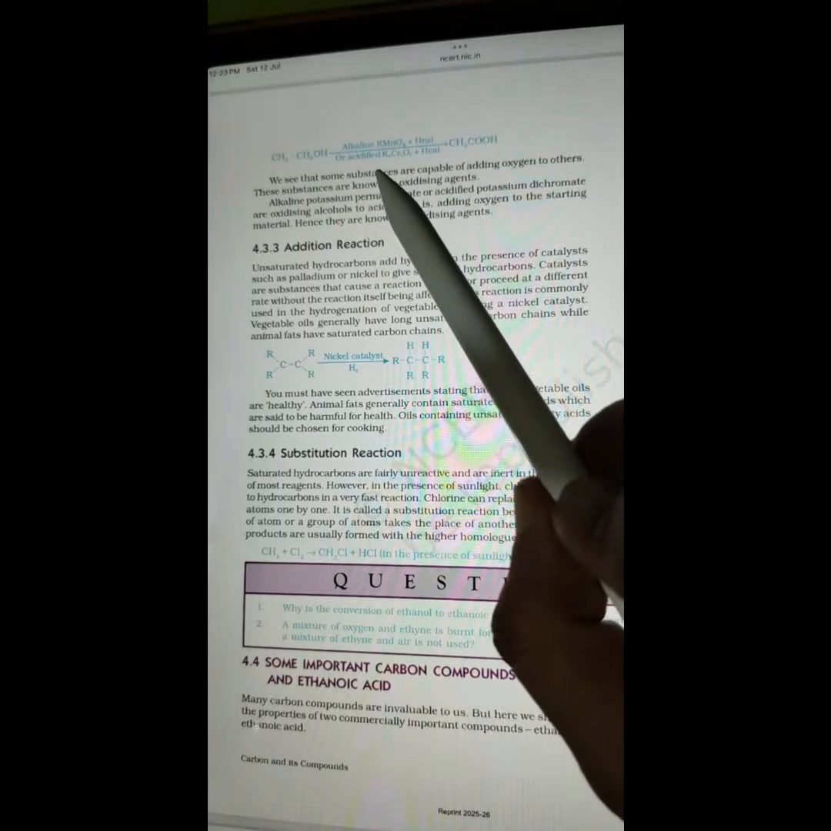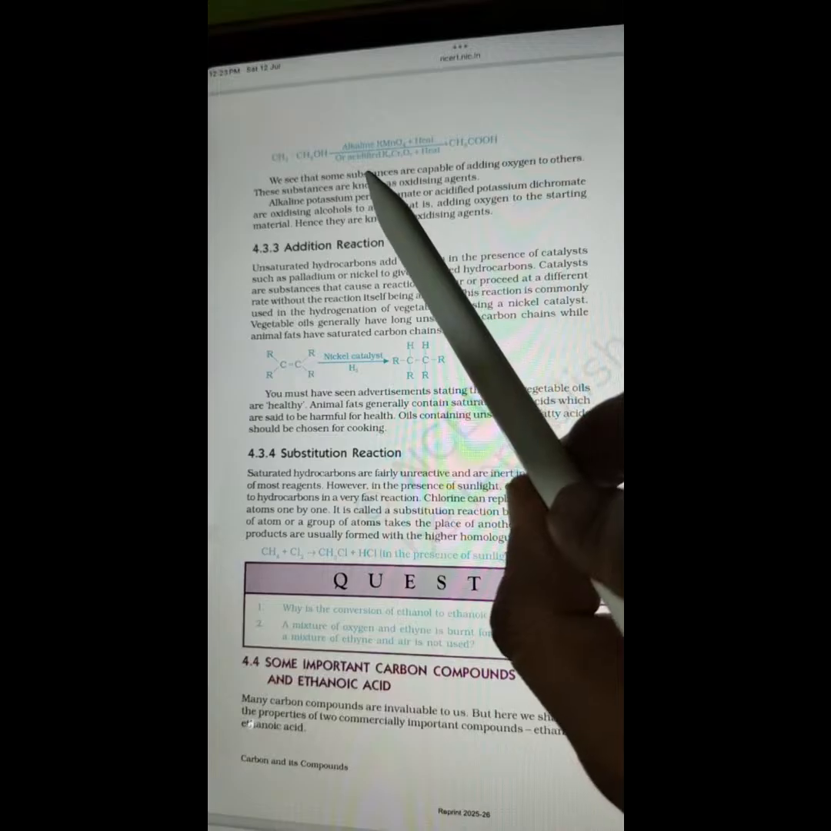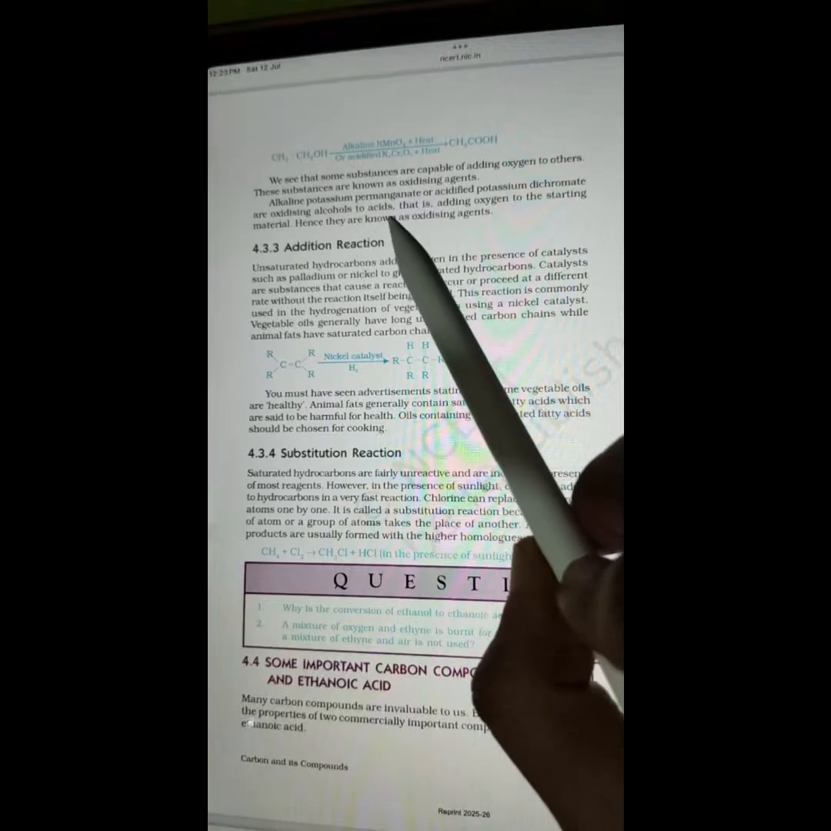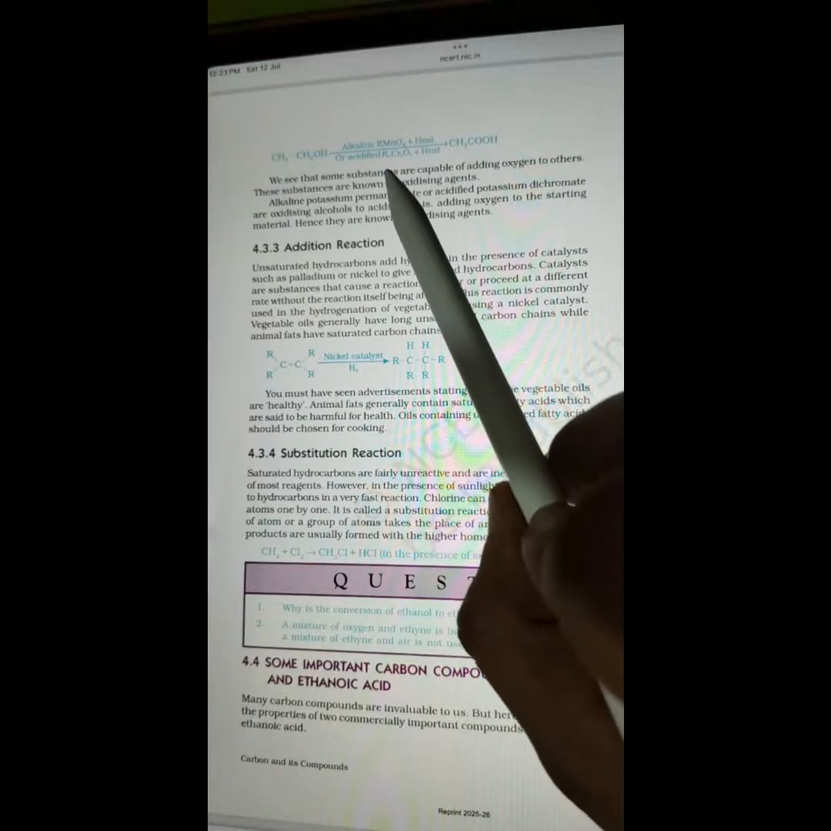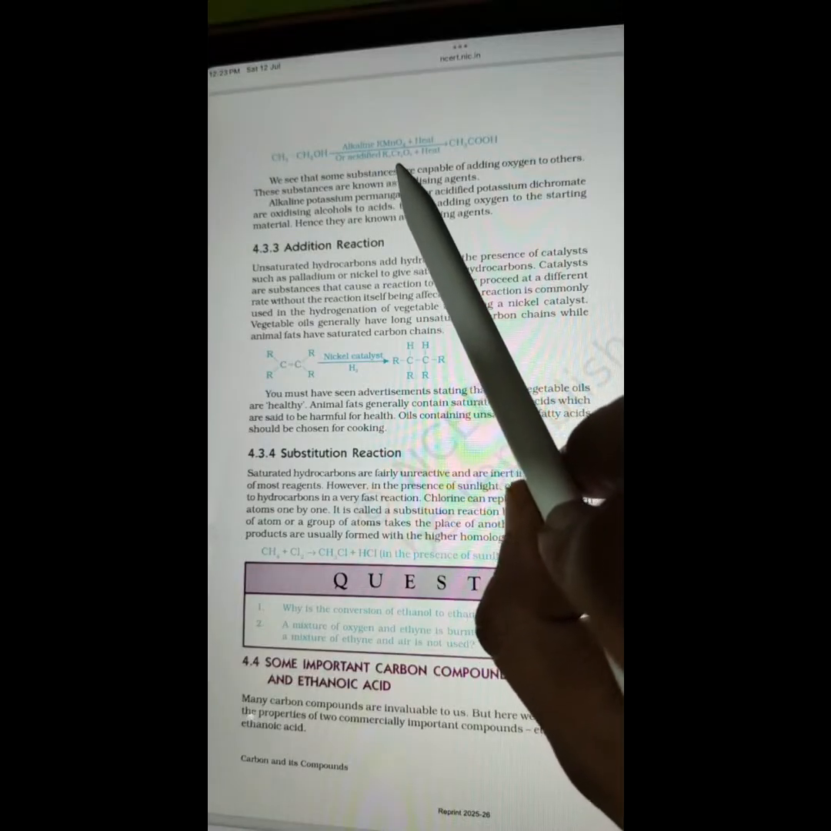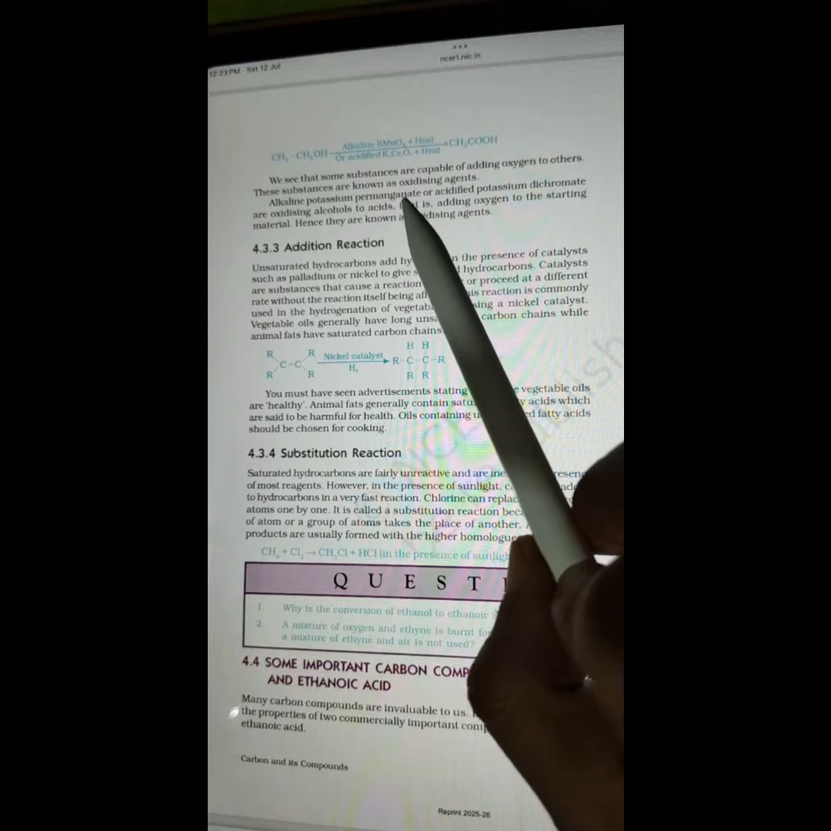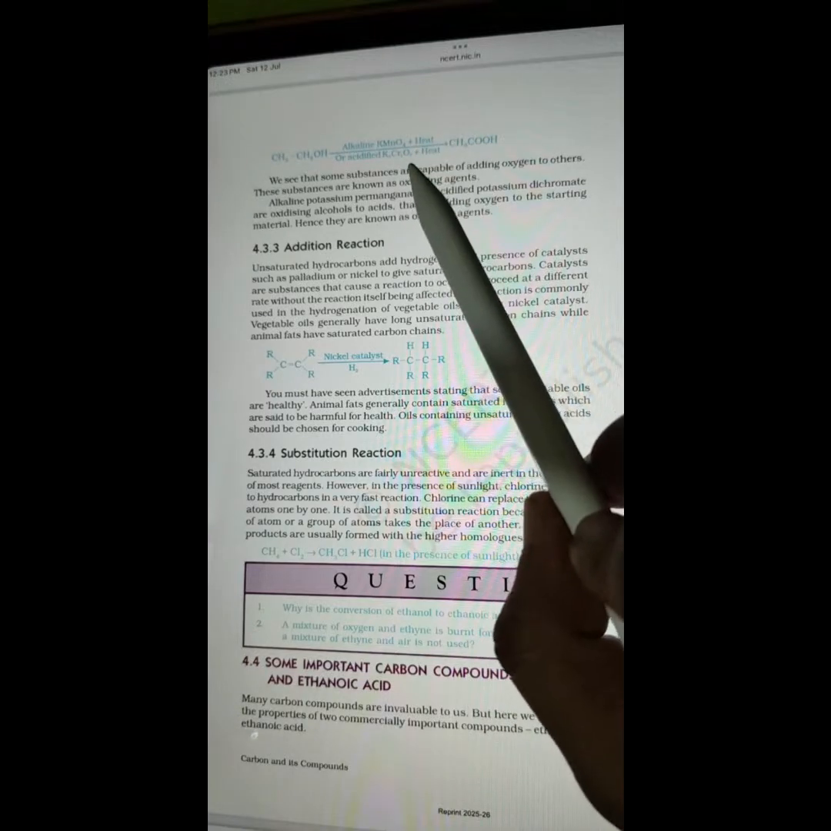So CH3CH2OH means they are talking about ethanol in the presence of alkaline KMnO4, potassium permanganate, and heat, or acidified potassium dichromate. The chemical formula is K2Cr2O7. So it is potassium dichromate. This reaction is taking heat, and any reaction that takes heat is endothermic, so it gets converted to the acid, which is acetic acid.